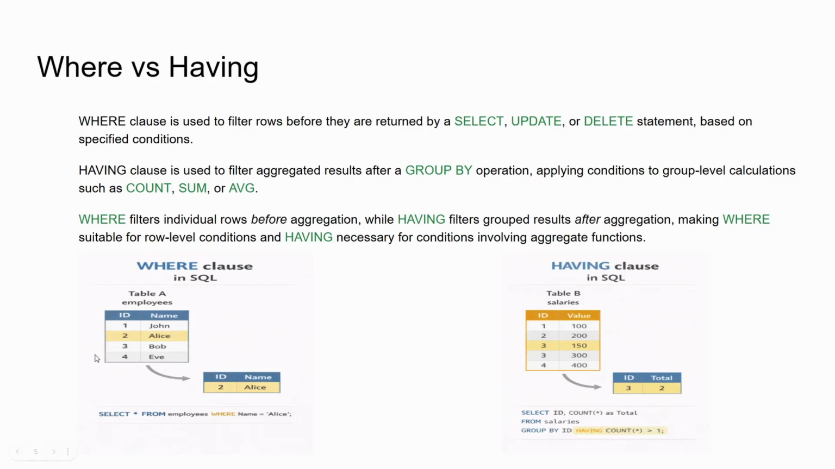I wanted to select where ID equals 2 here, or where name equals Alice here. So I brought name, I put a condition where name equals Alice, and it brought out this value for me. Here I wanted to put having count greater than 1, because I wanted to bring out duplicates, and so it will give me 3, and it will give me the count which is 2, because 3 is the only thing which has 2 counts.